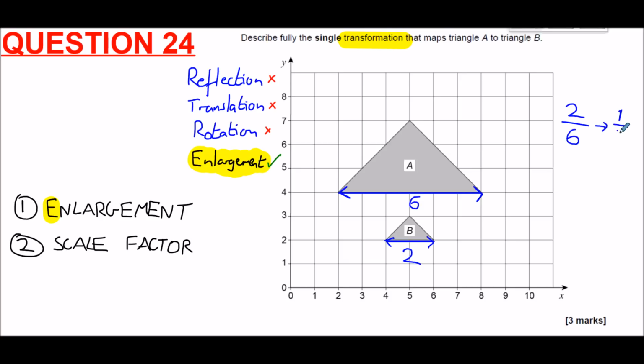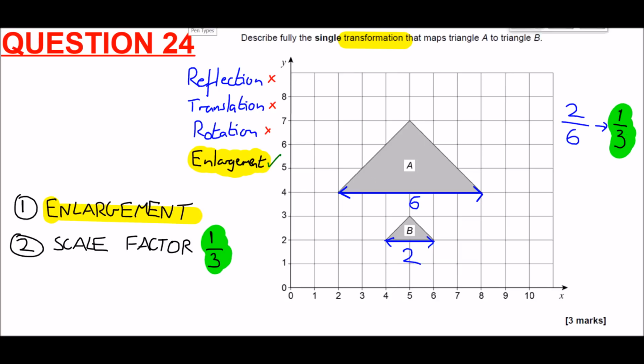A common mistake for this question is to say that the scale factor of enlargement is 3, but a scale factor of 3 would mean that it ends up being 3 times as big. It's not been multiplied by 3, it's been divided by 3 because it's shrunk. And if you're dividing by 3, that's splitting it into 1/3. So the scale factor is 1/3. So 1 mark for enlargement. Second mark for giving the correct scale factor, which I've explained as 1/3.